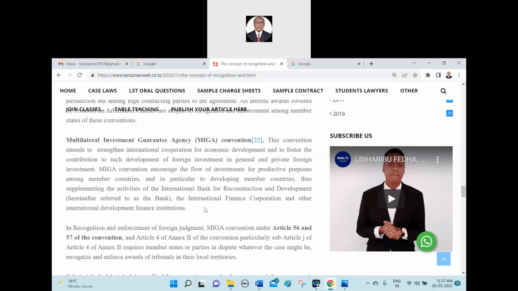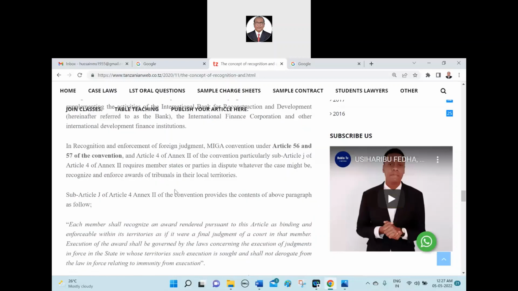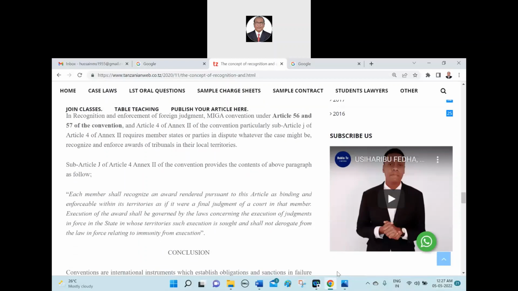This also says the same thing: international cooperation in economic development, to foster the contribution to such development of foreign investment in general and private foreign investments, supplementing the activities of the International Bank for Reconstruction and Development and the International Finance Corporation. It deals with financial matters and other international development finance institutions, but money matters. On recognition and enforcement of foreign judgments in the MIGA Convention, we need not worry about Articles 56 and 57, but what we are considering is that it also recognizes the enforcement of foreign judgments.